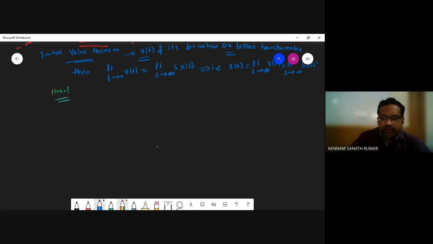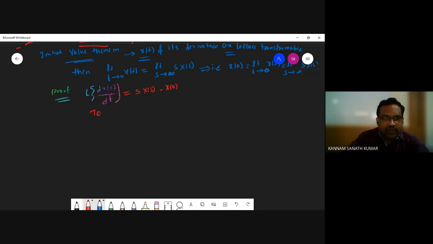Proof. Okay, so you know that Laplace transform of dx of t by dt equal to s into x of s minus x of 0. So from the property of derivative, Laplace transform of dx of t by dt equals s into x of s minus x of 0. Okay, now taking the limits as s tends to infinity on both sides.